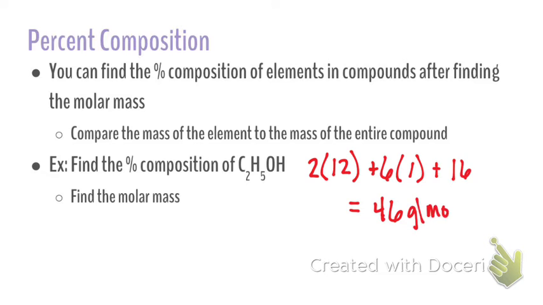When it asks for percent composition, that means we want the breakdown of every element in the compound. We could be asked what the percent of carbon is, and then we would just do carbon. But when it asks for percent composition, we want each element. So let's do carbon first. Within this molecule, how much does carbon weigh? 24. It doesn't just weigh 12 because there are 2 of them. So we take 24 divided by the total, which is 46. 24 divided by 46 gives me 52.2%.